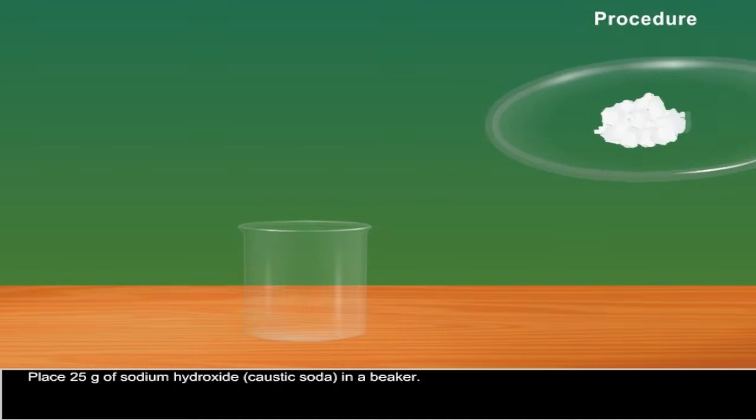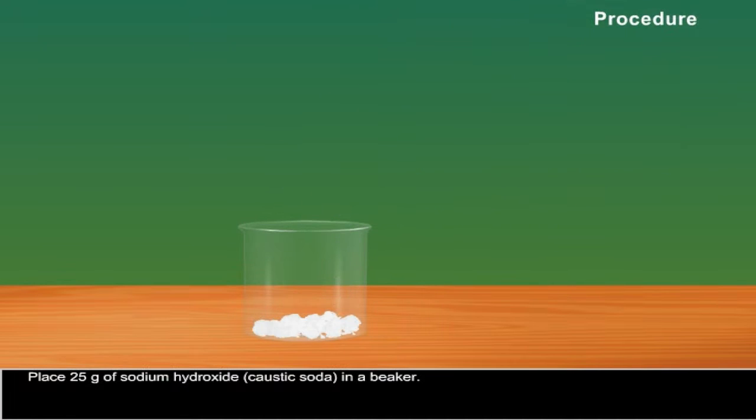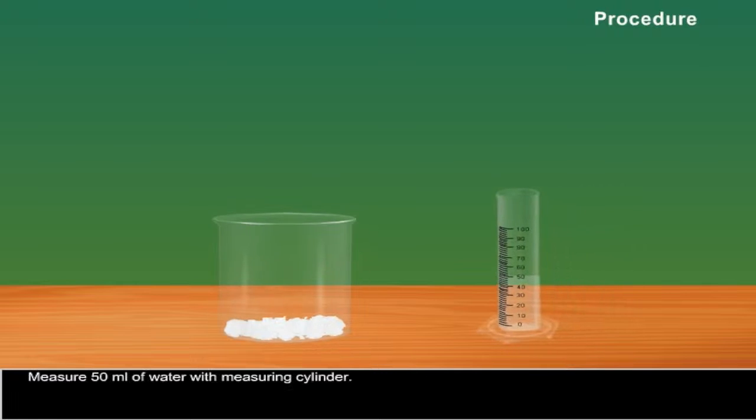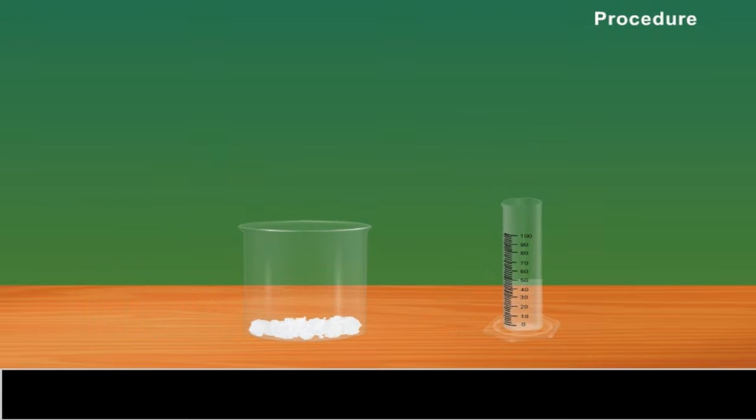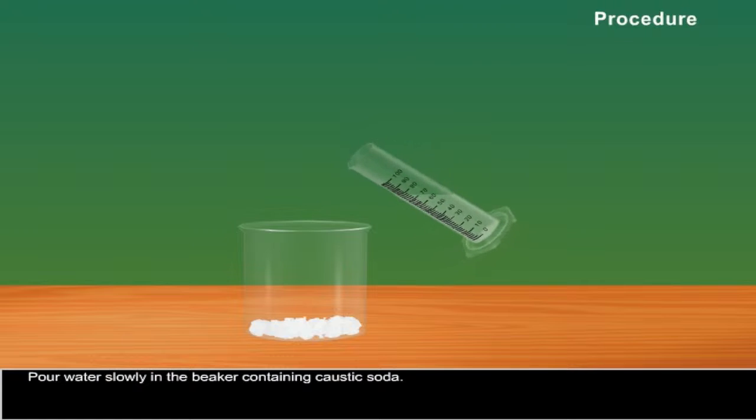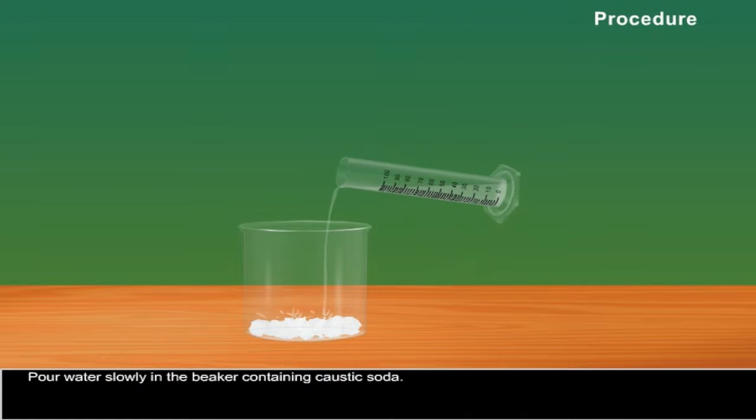Procedure. Place 25 gram of sodium hydroxide or caustic soda in a beaker. Measure 50 milliliter of water with measuring cylinder. Pour water slowly in the beaker containing caustic soda.